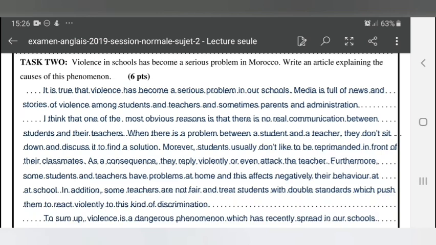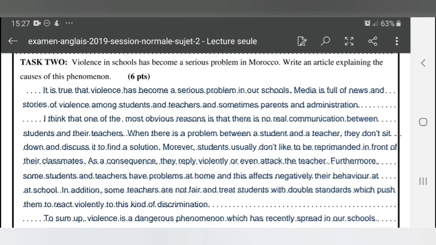Moreover, it's a linking word to express addition. Then we want to add another idea. Moreover, students usually don't like to be reprimanded in front of their classmates. So this is the second idea. As a consequence, here we express results. As a consequence, they reply violently or even attack the teacher. Furthermore, another linking word to express addition. Some students and teachers have problems at home, and this affects their behavior at school negatively. Another idea, in addition, some teachers are not fair and treat students with double standards, which pushes them to react violently to this kind of discrimination.